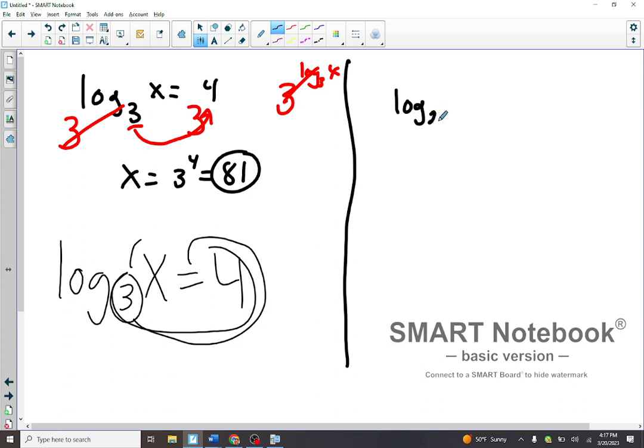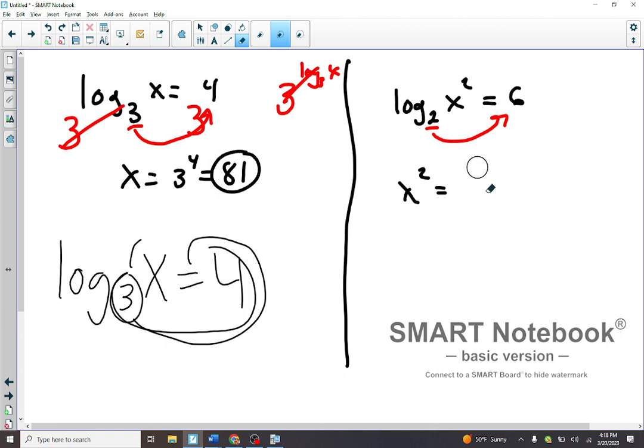Tomorrow. Log base 2 of x squared equals 6. So in this case, I'm moving the base 2 to the other side. X squared equals 2 to the 6. Oh, wait, it's 2 to the 6th power, my bad. Not 6 to the 2nd power. So 2 to the 6th power, which is 64.